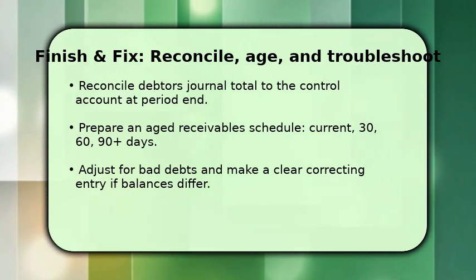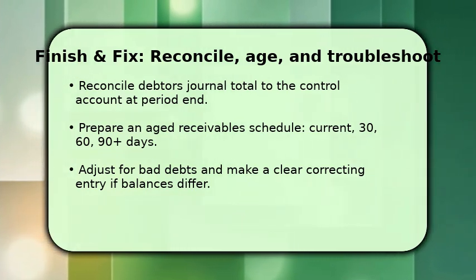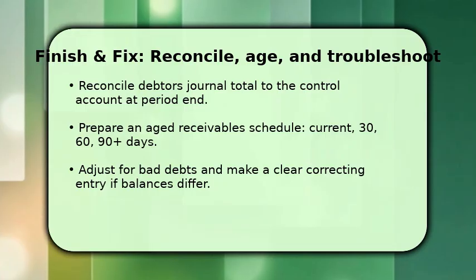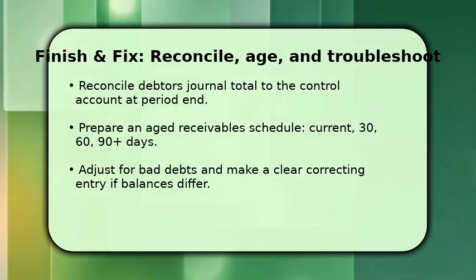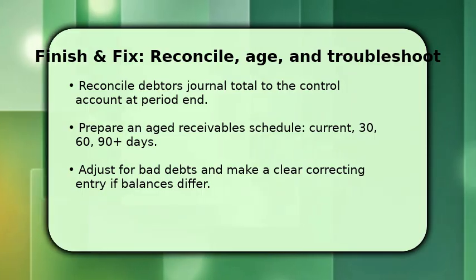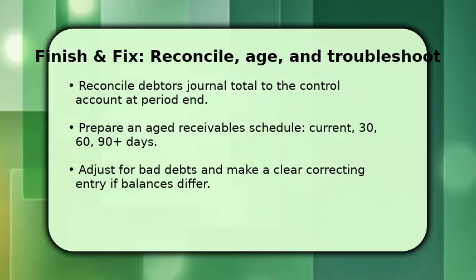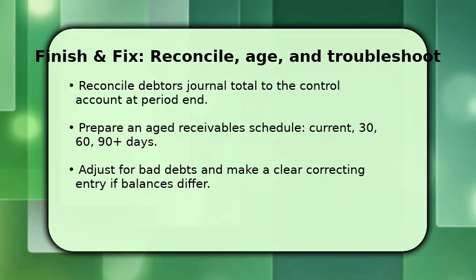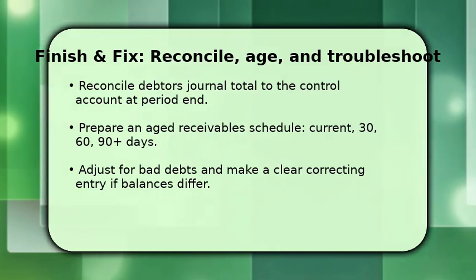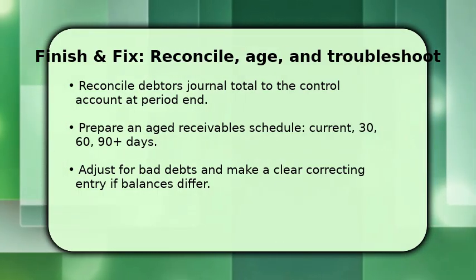Prepare an aged receivables list: current, 30, 60, and 90-plus days, to spot slow payers and decide on provisions for bad debts. If you find a mismatch, trace each entry, check invoice numbers, dates, and posting references, then make correcting entries with clear narration. Troubleshooting tip: if totals still differ, recount column sums and verify.